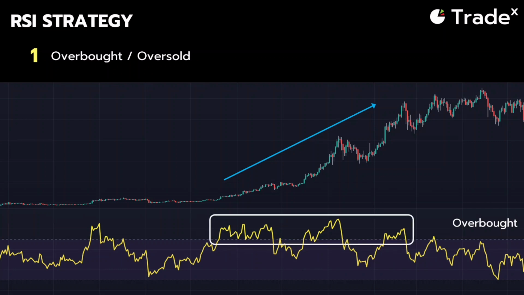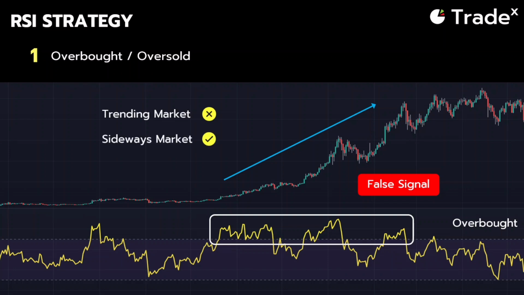While our usual approach suggests selling or making a short trade when RSI is in this zone, doing so during a strong trend might put us in a losing position. This false signal highlights that the strategy can be less effective in trending markets. Traders should utilize this strategy primarily in range-bound or sideways markets, where the price oscillates between established support and resistance levels. In these conditions, the overbought and oversold signals from RSI can help identify potential reversal points and provide valuable trading opportunities.